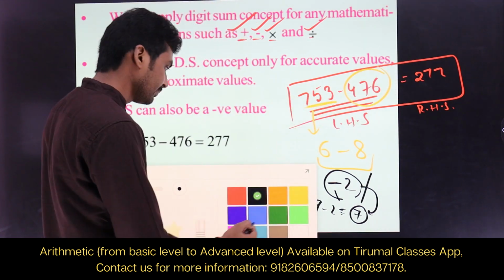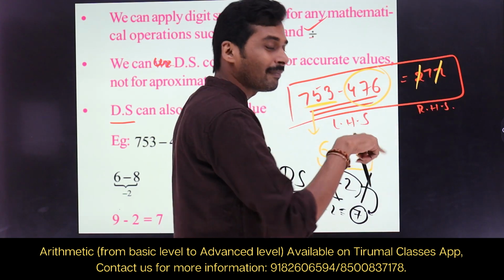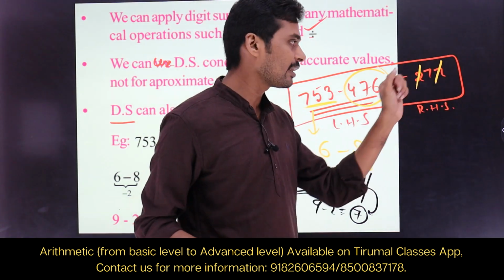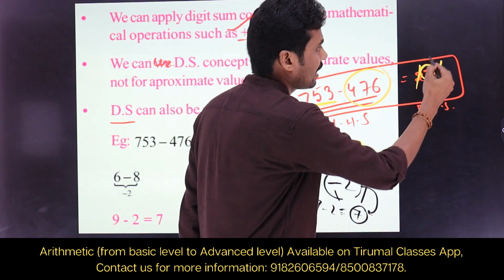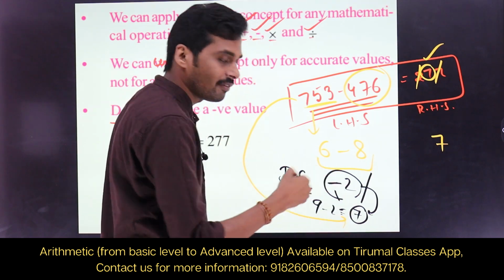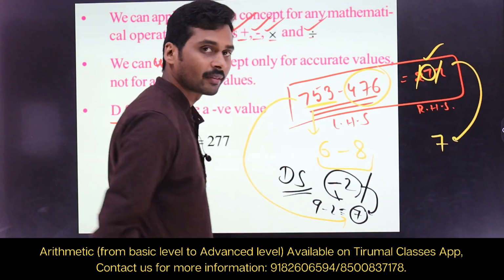When you check here, as I mentioned, wherever the combination sum is 9, you can cancel out. Then what is the remaining number we are left with? 7. So what is the left side part digit sum? The final value is 7. And the right side part also what? 7. So both are the same.